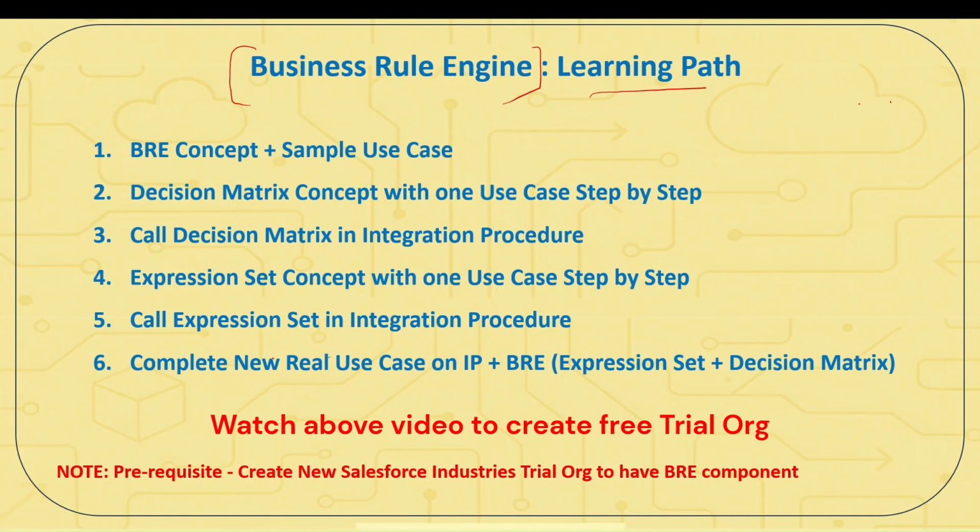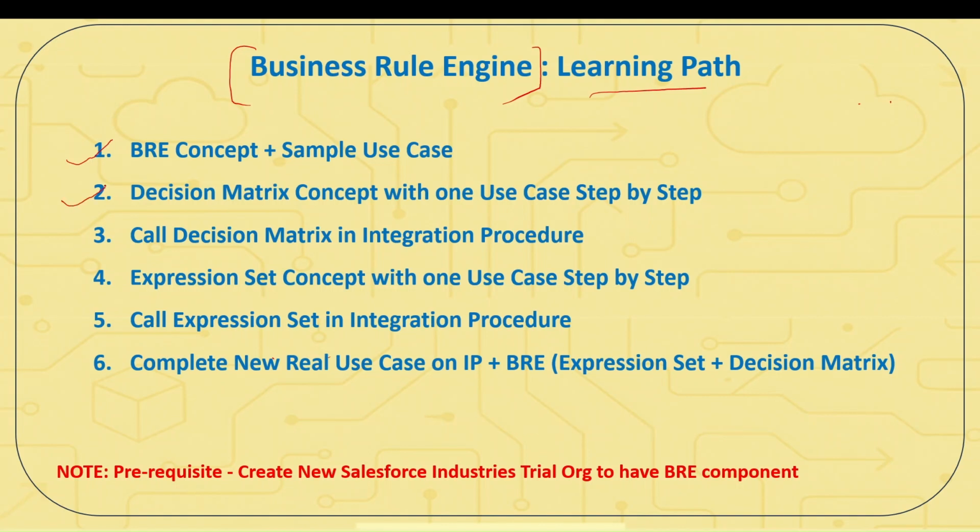I have created some videos previous to this video, where I started with the business rule engine concept plus a sample use case, then how to create a decision matrix step by step along with all the conceptual information of the decision matrix. Then call the same decision matrix in an integration procedure: how to call it, how to configure the input parameters, and what's the format of the JSON in the output node.